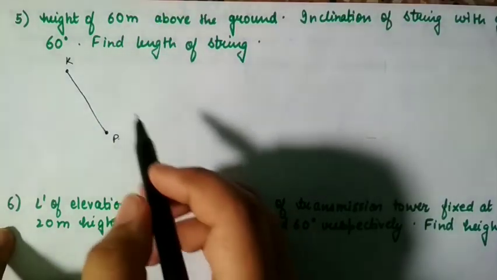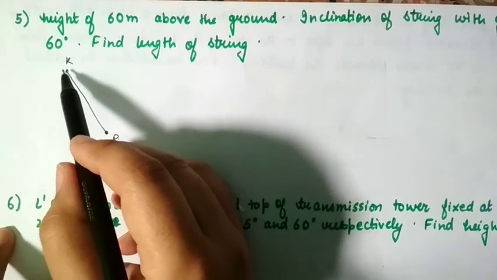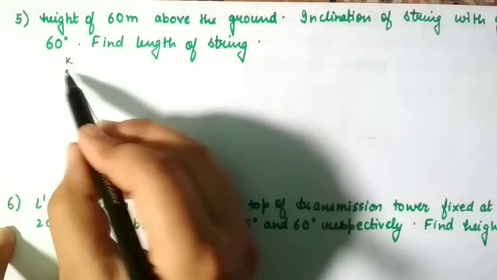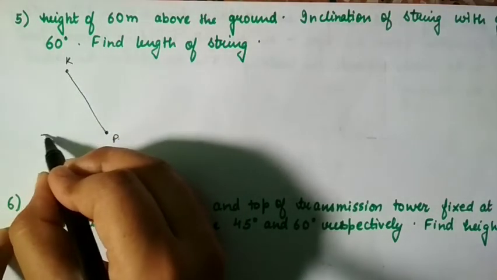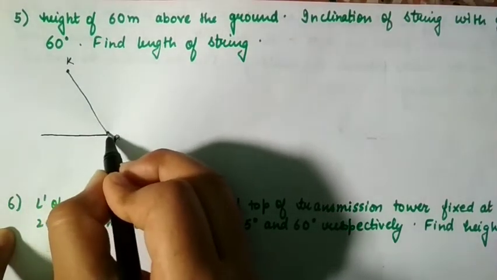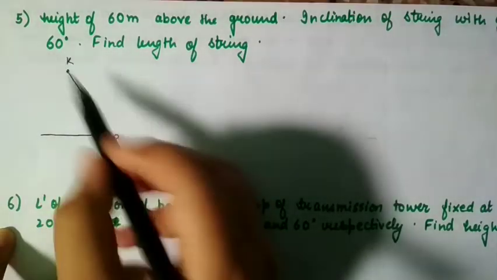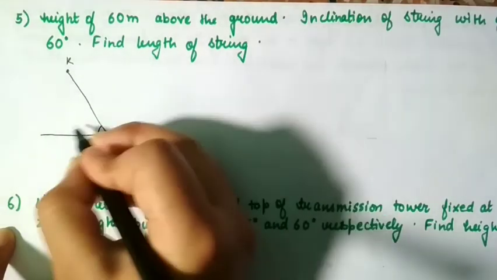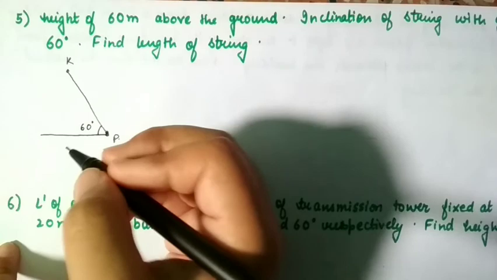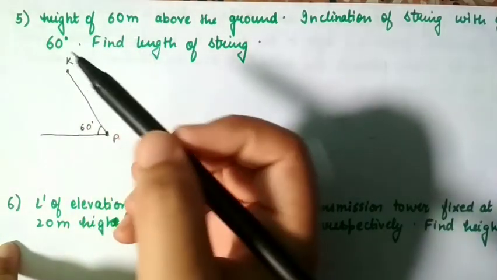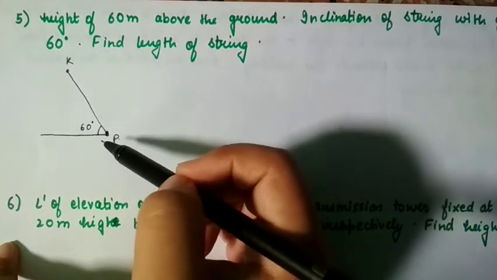So the angle of inclination of the string with the ground, it means the angle that is formed between the ground level and KP, that is the length of the string, is given to be 60 degrees. Here we don't need to find angle of elevation or depression because it is given that it is angle of inclination with the ground. It means the angle of the string with the ground. It is given to be 60 degrees.